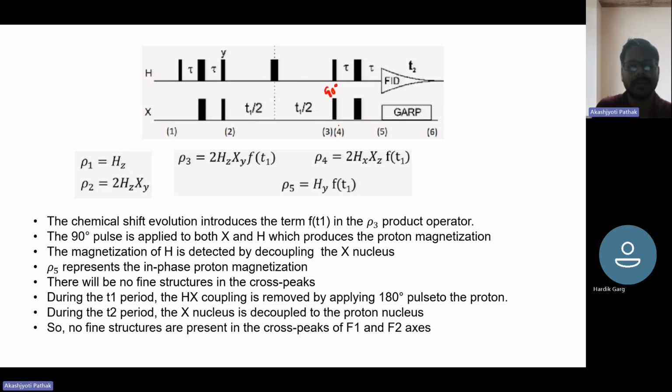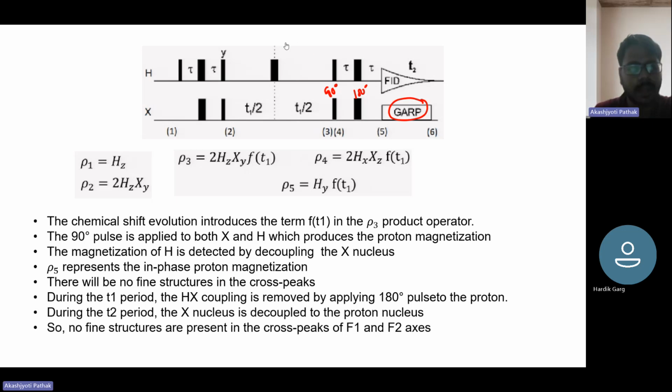So you see the narrow bars are the 90-degree pulses, and these are the 180-degree pulses, broadband. The magnetization of H is detected by decoupling the X nuclei. At the t2 period, we are detecting the proton in the F2 dimension, and before detection, the coupling to the X nuclei is removed by applying this sequence. Ultimately, rho 5 represents the in-phase proton magnetization. There will be no fine structures in the cross peaks.